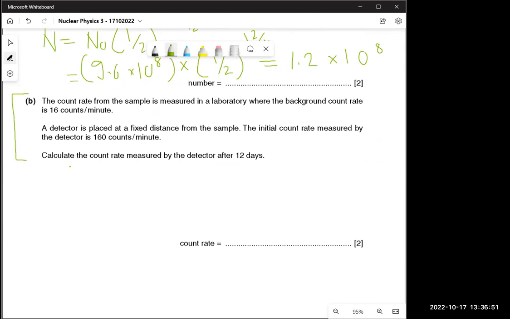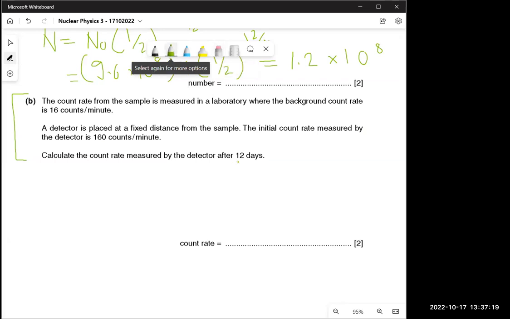Sir, could we do another question with the formula? Yeah, this one also has a formula. Go on. The count rate from the sample is measured in a laboratory where the background count rate is 16 counts per minute. A detector is placed at a fixed distance from the sample. The initial count rate measured by the detector is 160 counts per minute. Calculate the count rate measured by the detector after 12 days.